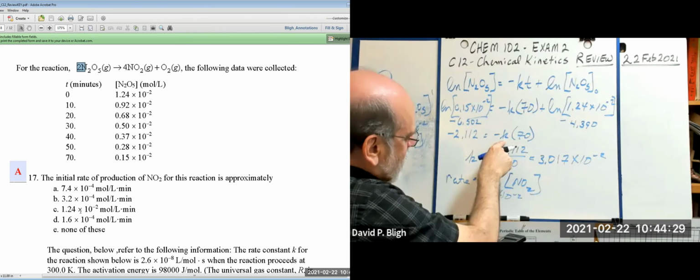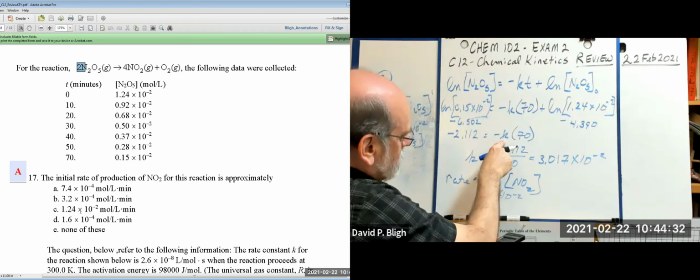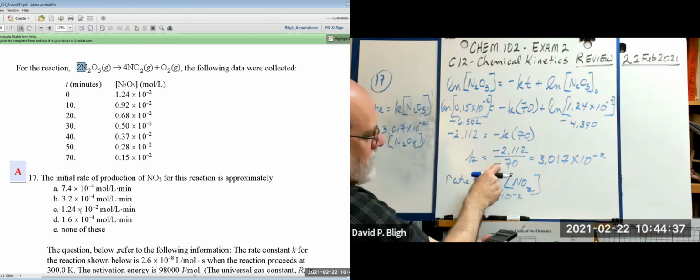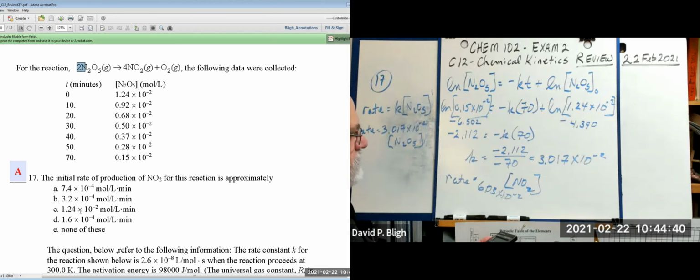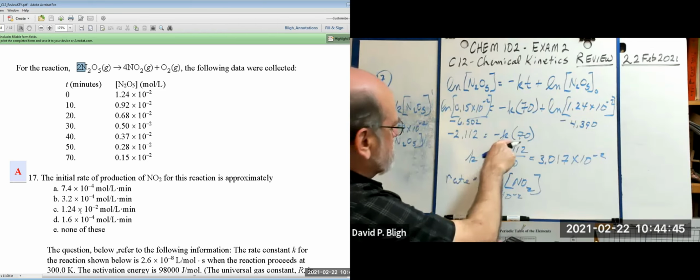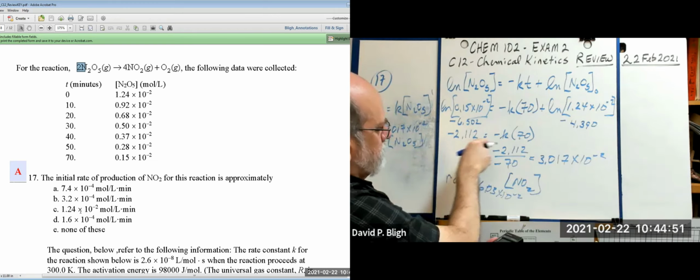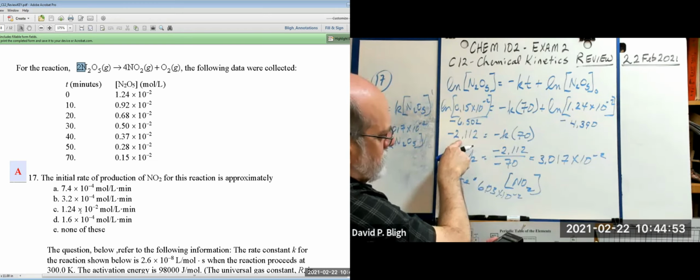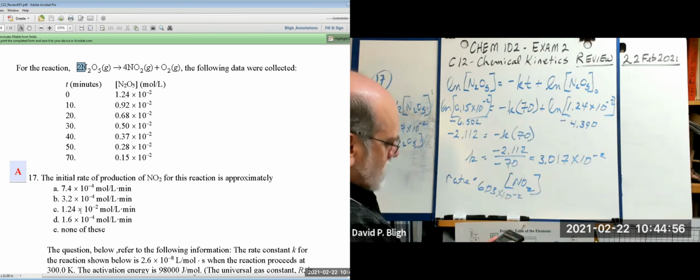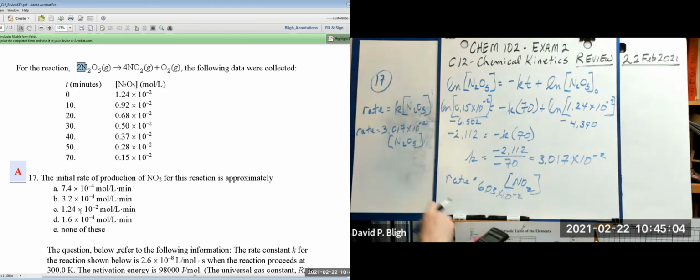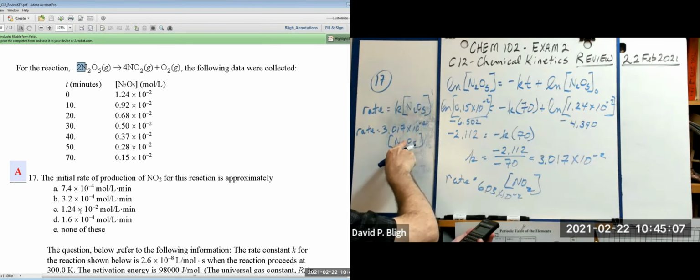So K, just bring the K over here and leave the negative over there. Okay, that's inverted. Is it not? Let's see. 70 should be over here. No, that's right. Yeah, that's right. 70 comes over here to the denominator. 2.112 divided by 70 is 3.017 times 10 to the minus 2. That's right.